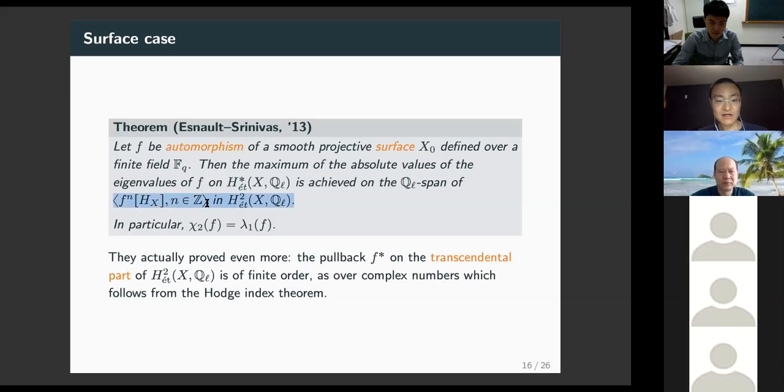So the span of this is smaller than... in some sense, this all comes from the ample divisor. So in H2, but this is contained in the Lorentz group. The Lorentz group contains all algebraic cycles, but this one just contains f to the n of hx. But that shows that this is enough to get the maximum of absolute values. So in particular, chi2 of f is equal to lambda 1 of f, but lambda 1 of f is greater than this one. So therefore chi2 equals this one.